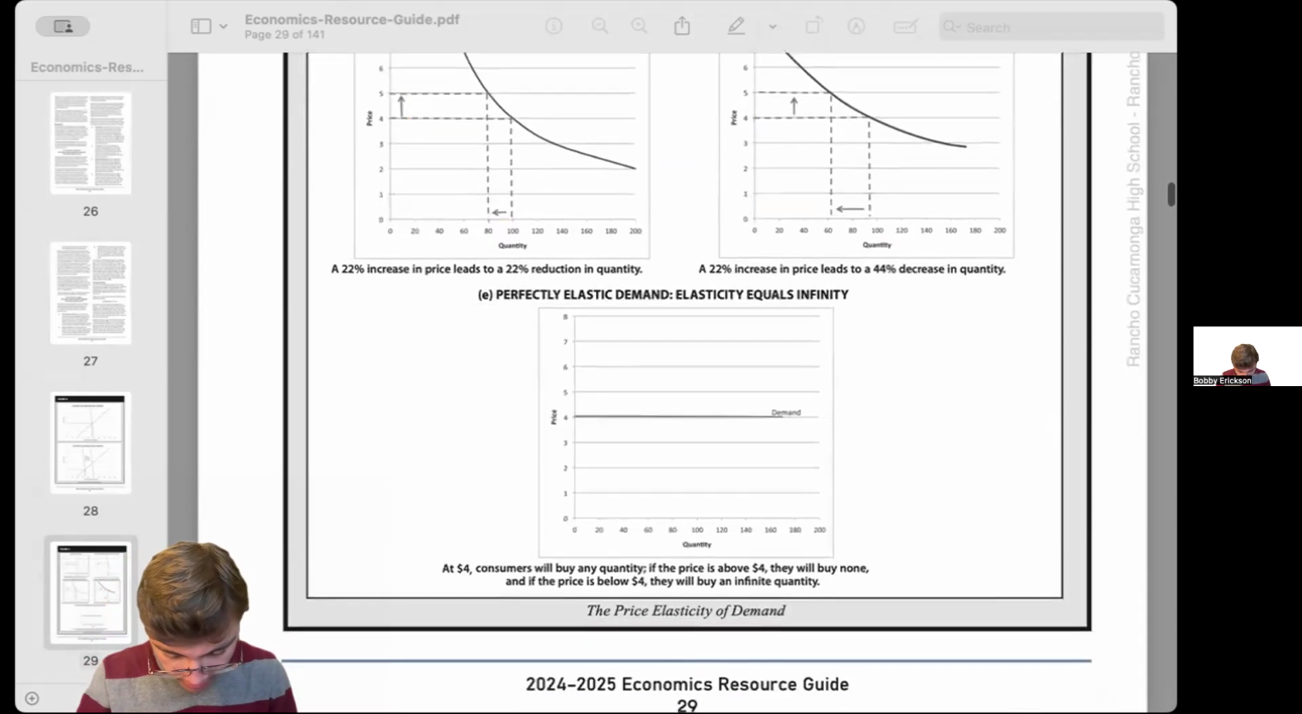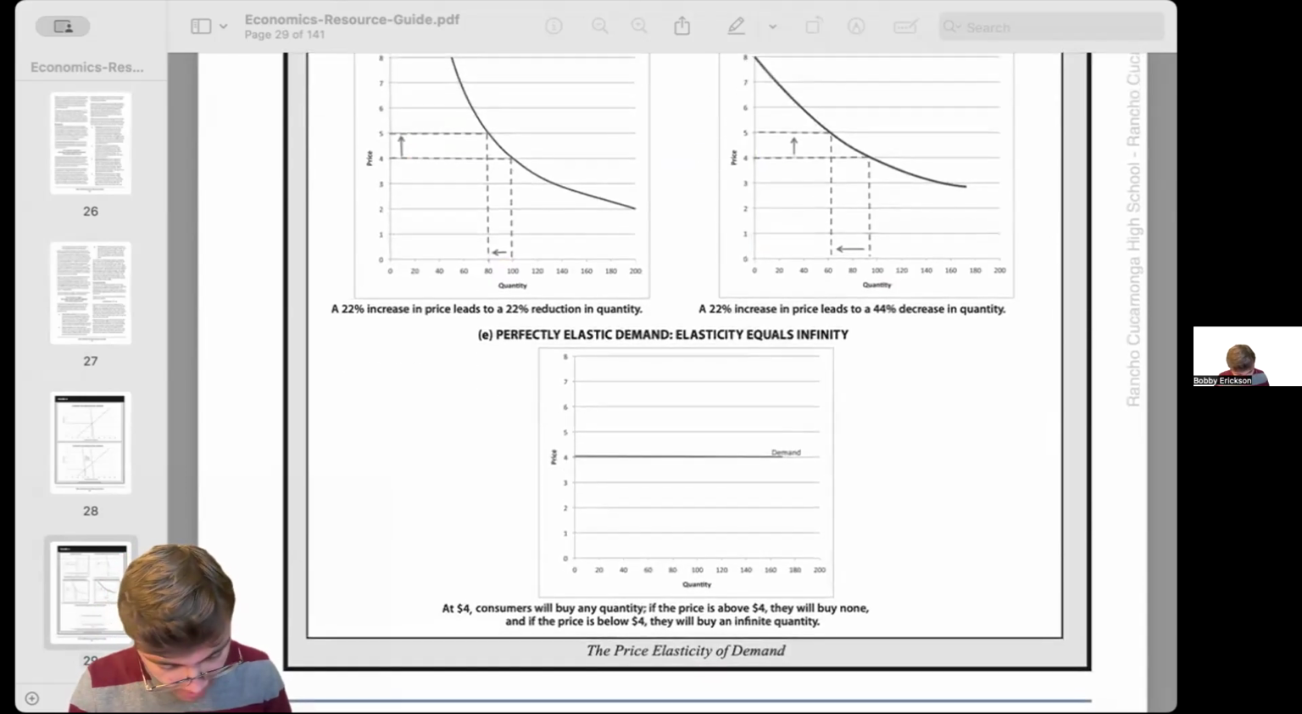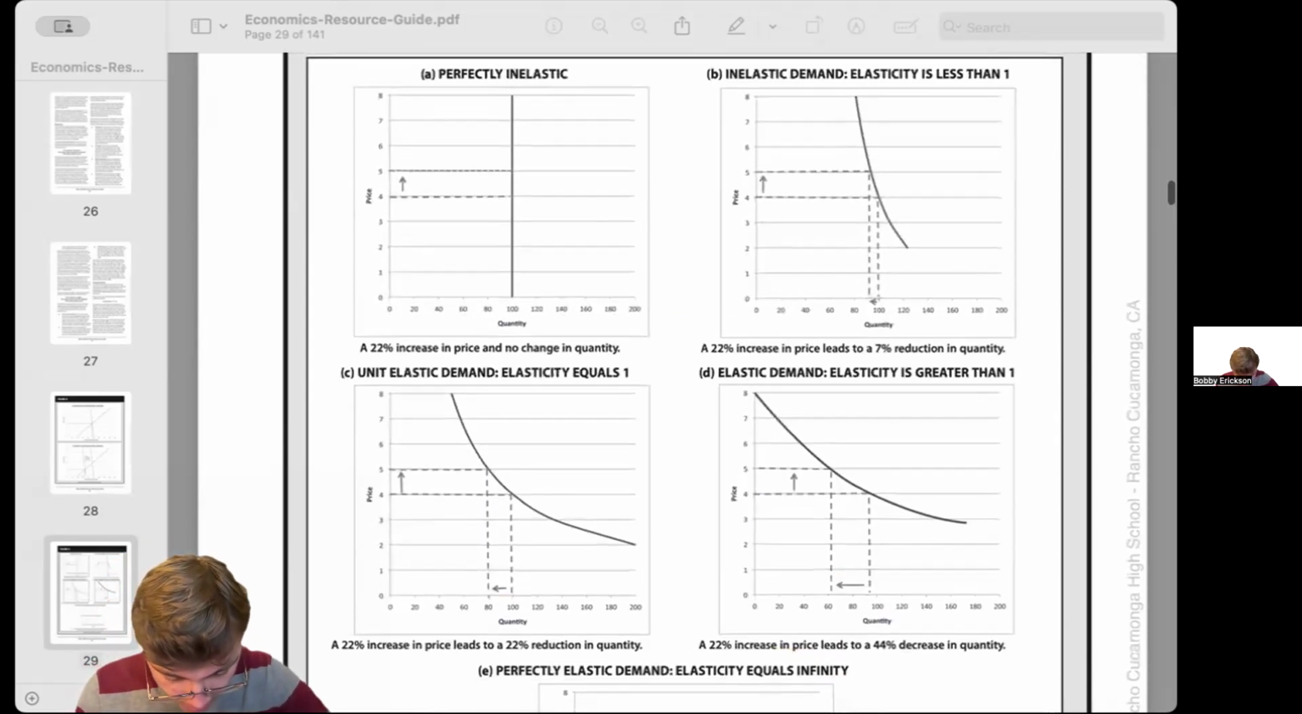And then we scroll down and we see perfectly elastic demand, where the elasticity equals, as we said, infinity. And so at $4, consumers will buy any quantity at all. And if the price is above $4, they will buy none. And if the price is below $4, they will buy an infinite quantity. So as we can see, this is kind of an unrealistic scenario here, but understanding each of these captions is pretty important too.